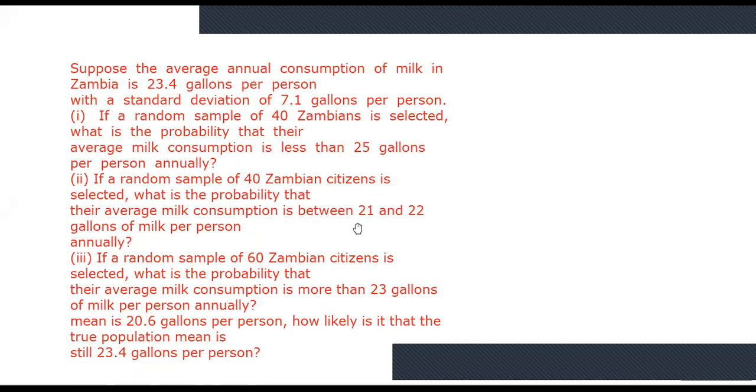We'll look at more of these questions in the evening, but I hope you get the concept of what I'm trying to bring across. So you need to understand the formulas that are related to the question.